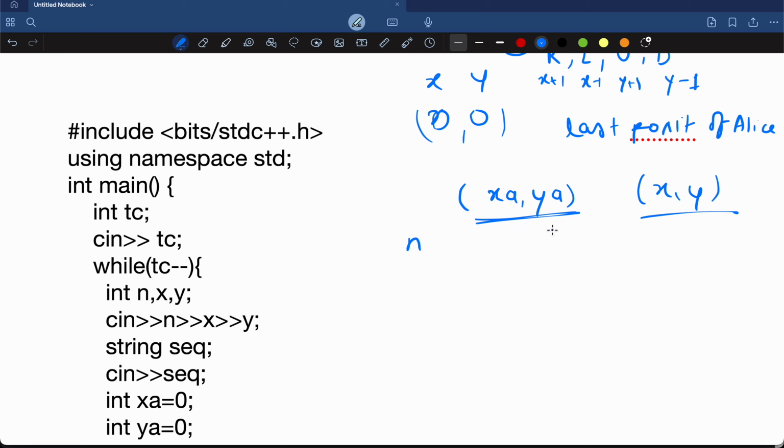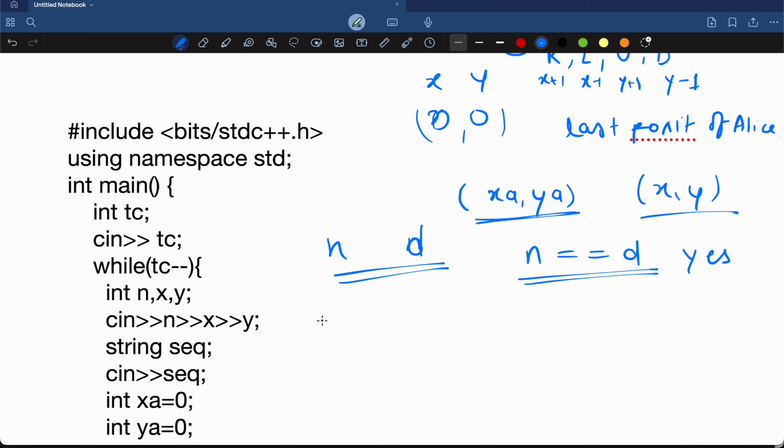All right. Suppose the difference is d, and the total number of turns is n. If the number of turns is equal to the difference, then we can make it. In that number of turns we will reach there. So in this case we will return yes.